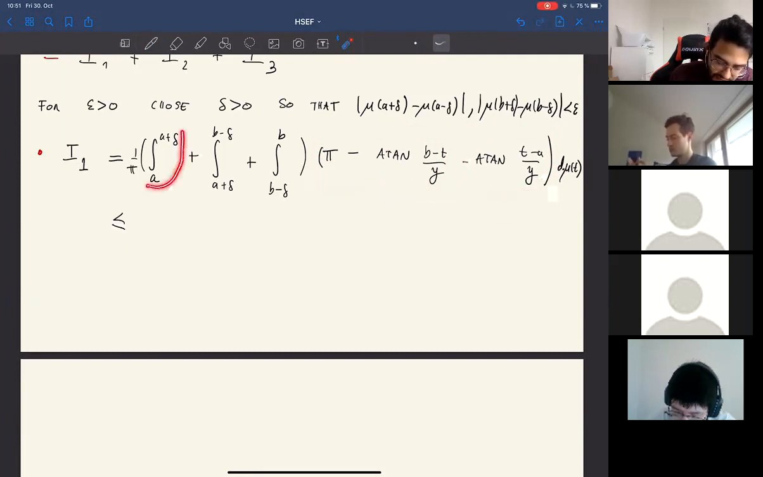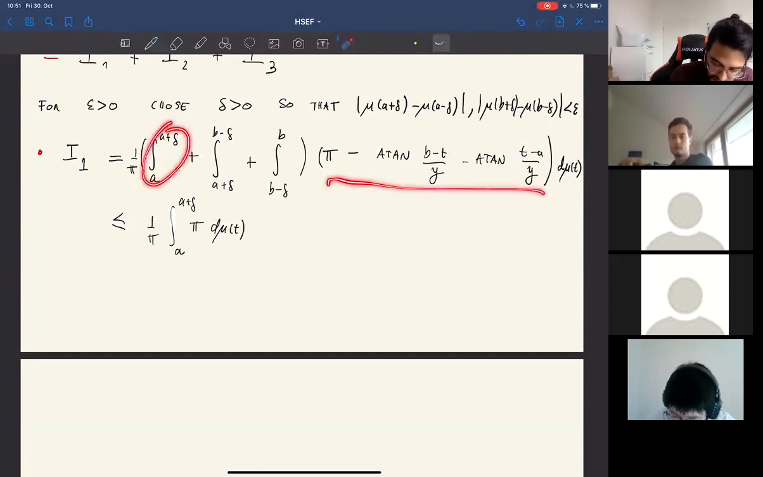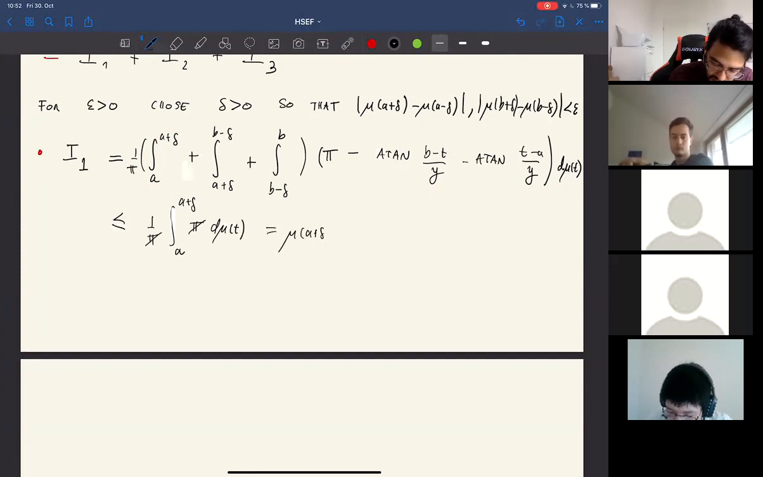And then in this interval, if I do that, I just have, let me even write, 1 over pi integral from a to a plus delta of pi d mu of t. That would be me just bounding this by pi in this integral. So they can cancel. And what is that? Well, this is just mu of a plus delta minus mu of a.